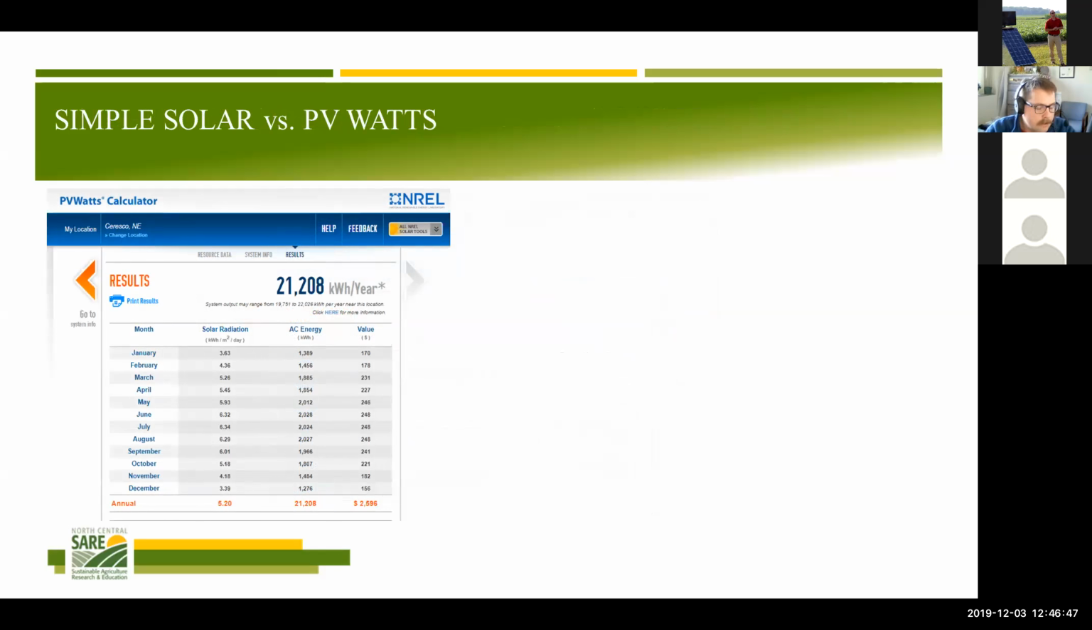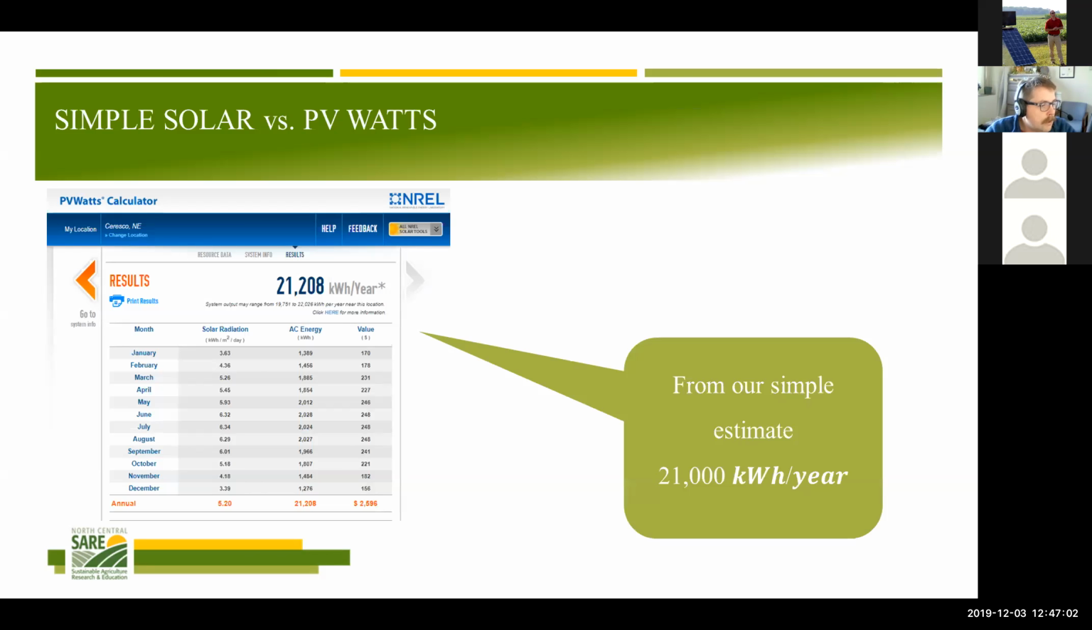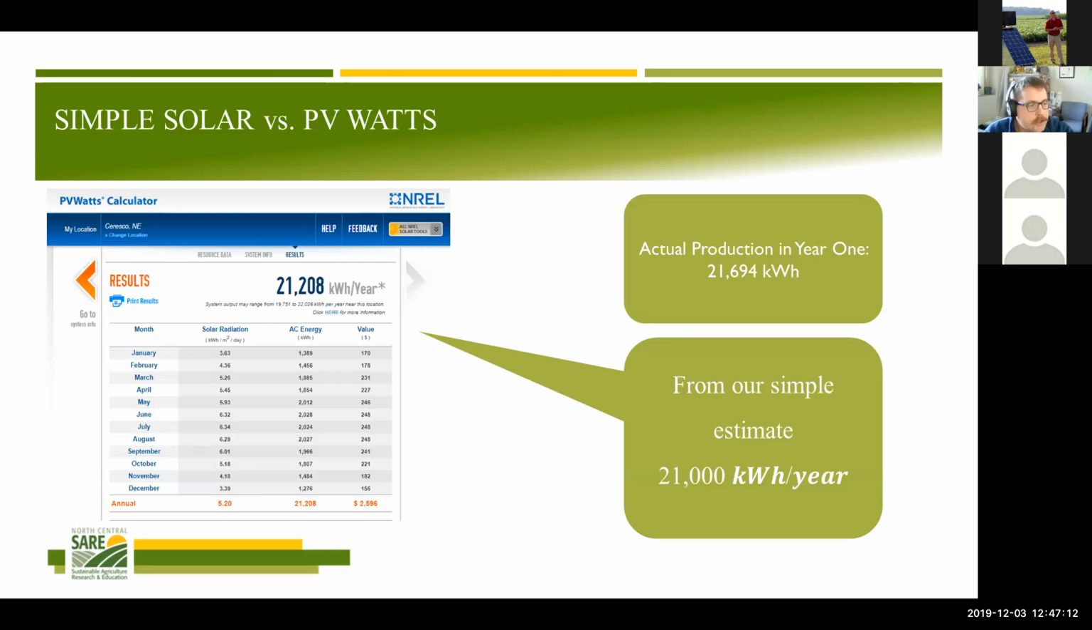So in this case, the PVWatts model online from NREL estimated 21,208. Well, I'm feeling pretty good about my 21,000 now. That NREL is saying it's 21,208. And so we can compare those two, pretty close. I actually called the installer that helped me with that installation, and he said that it generated 21,694 in the past calendar year, in its first year. And so we're feeling obviously pretty good about that.